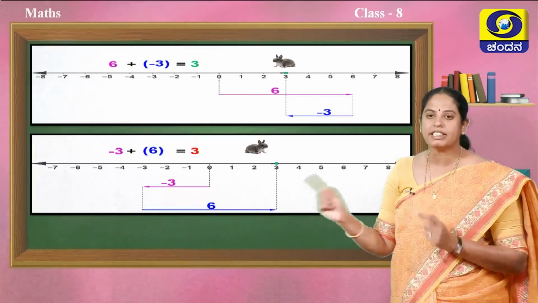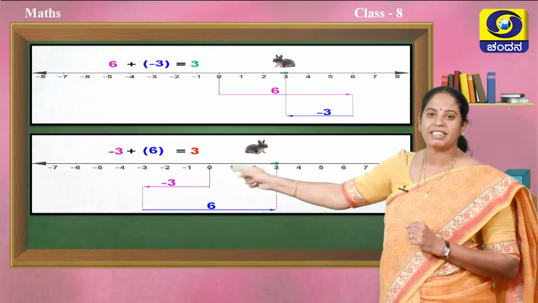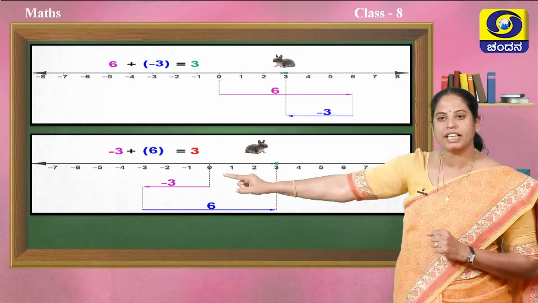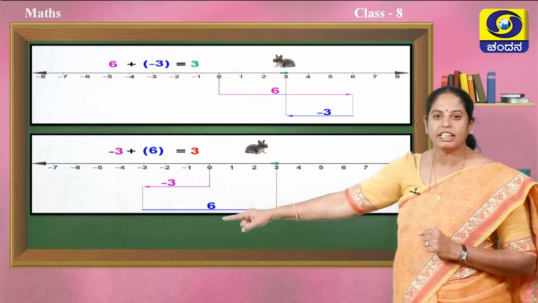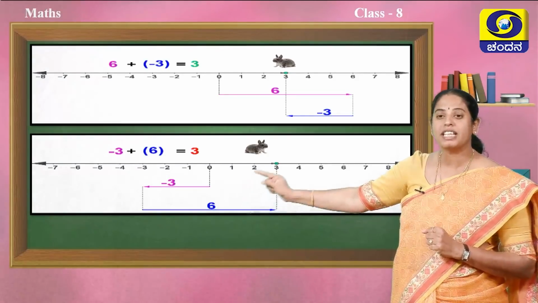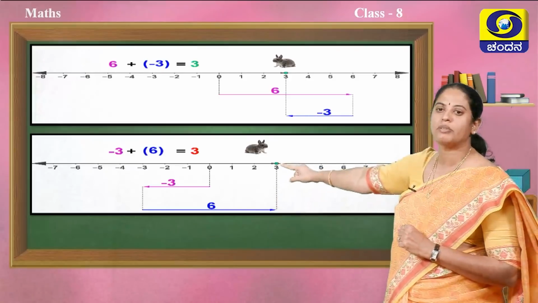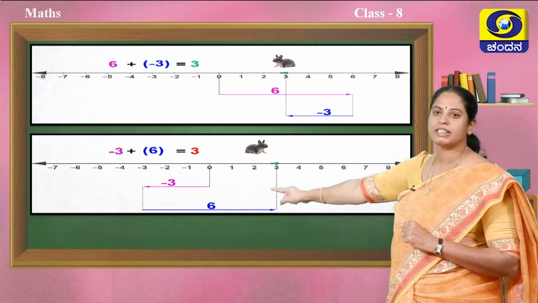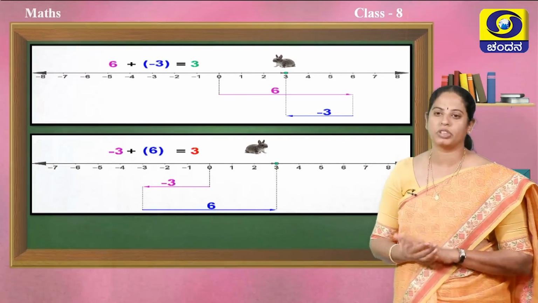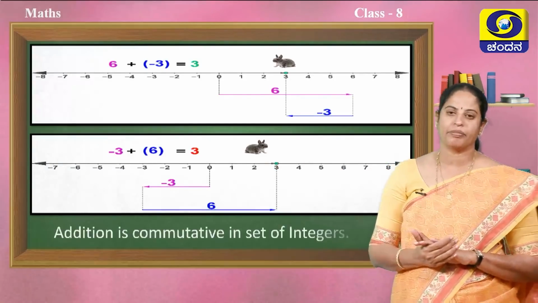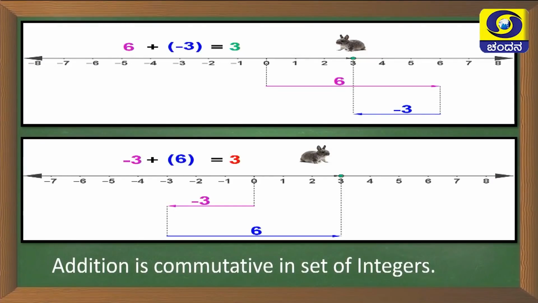Now I interchange this one. Now I am going to add plus 6 to minus 3. First the bunny moves 3 units towards the negative side of the number line. Then it comes towards the positive direction. It moves 6 units towards the positive direction. Now the bunny is at the place positive 3 only. Yes, in both the cases the bunny is at plus 3 position, 3 units towards the positive direction of number line. So we can conclude that addition is commutative in set of integers.